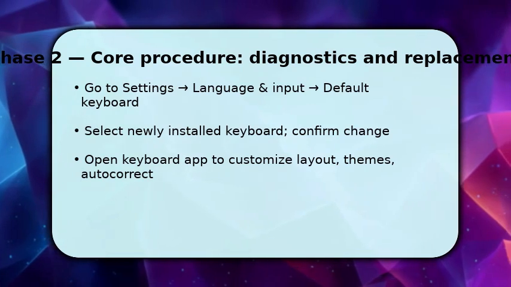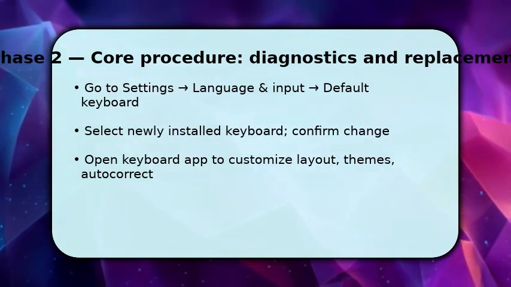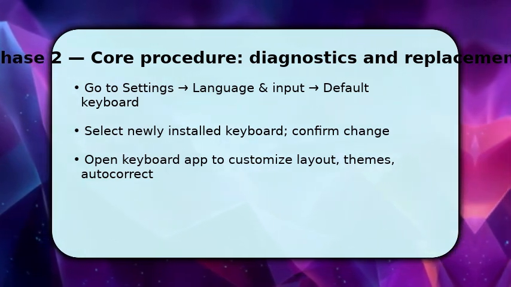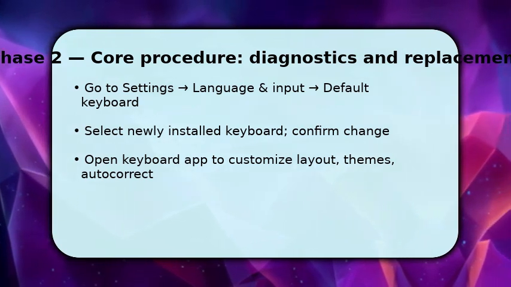Once the app is installed, make it the active input method. You go back to Settings, tap Language and Input, and choose Default Keyboard. Pick the keyboard you just installed. When prompted, confirm the change. This tells Android to route keystrokes to that app.